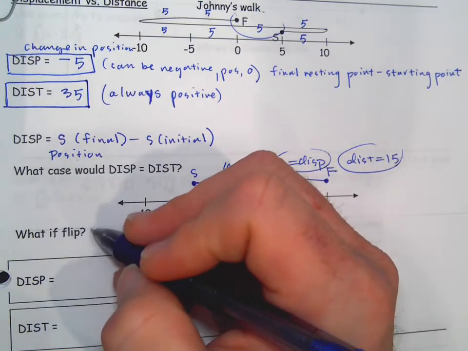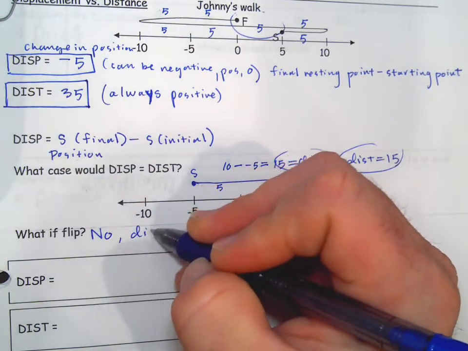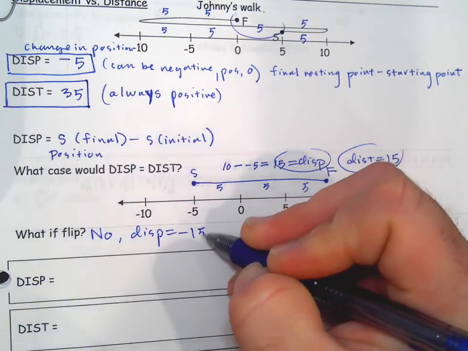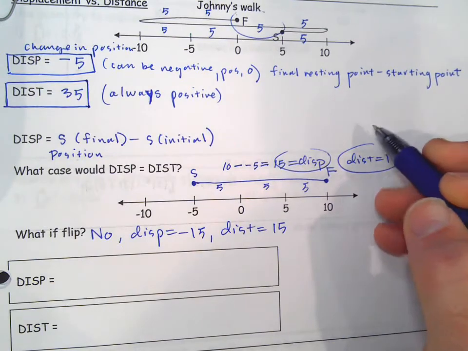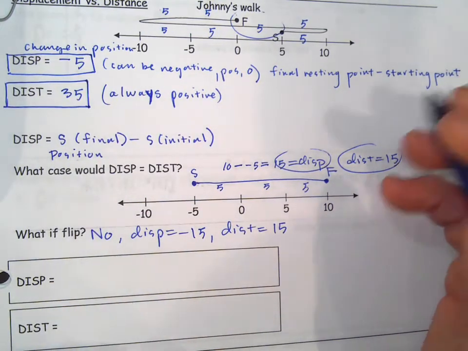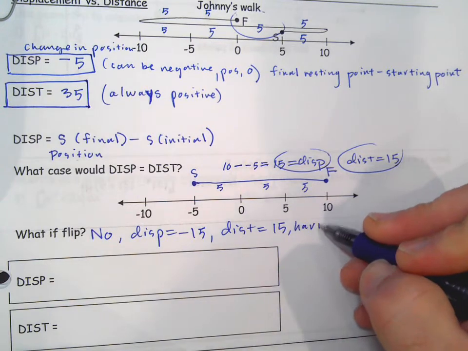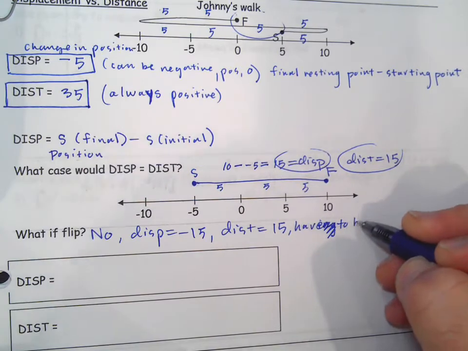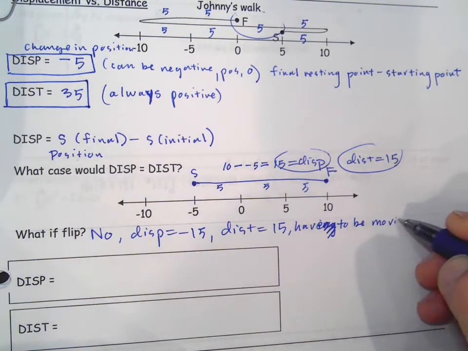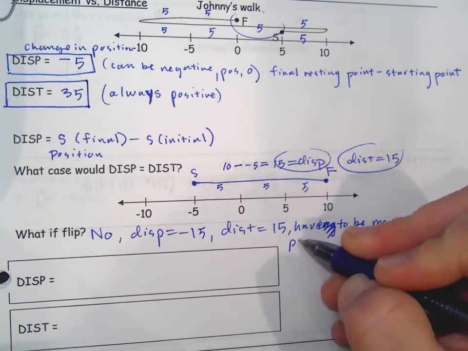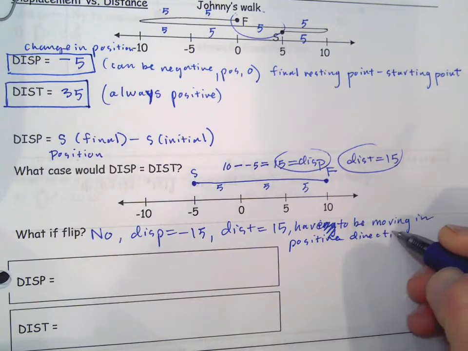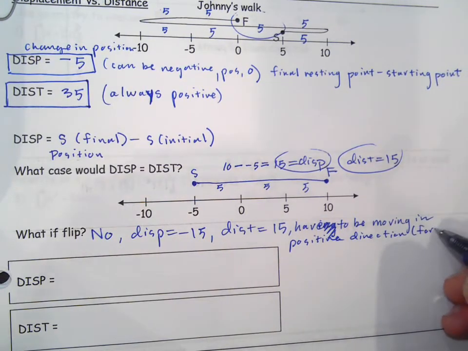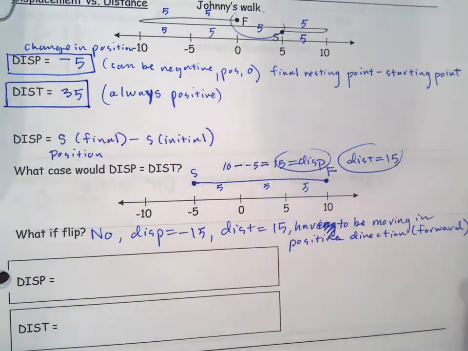If you flipped it around, displacement would be -15 and distance would still be +15. So it wouldn't work. It's got to work left to right the whole time. But that's a very special case that we're probably not going to really see. So you have to be moving in the positive direction the whole time, forward. Anyways, it's really just something to think about. Usually they're going to be different.